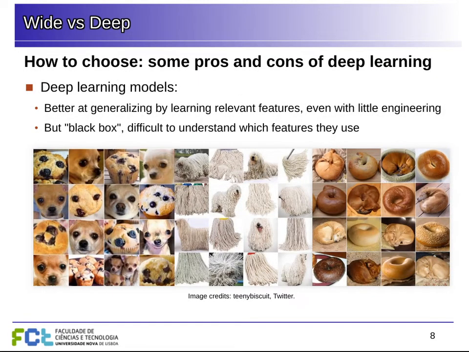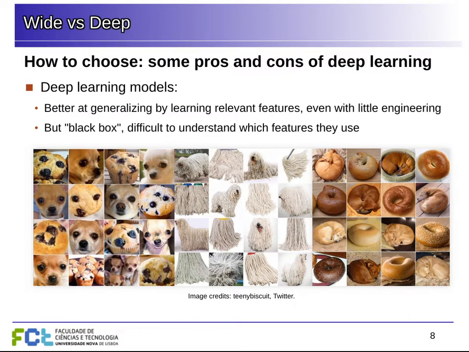Deep learning models are much better at generalizing those kinds of correlations, even without feature engineering. So we can find these kinds of correlations between types of movies and so on in the encodings the deep models find. However, they tend to be more black box, hard to interpret, and it's difficult to understand exactly which features they use.